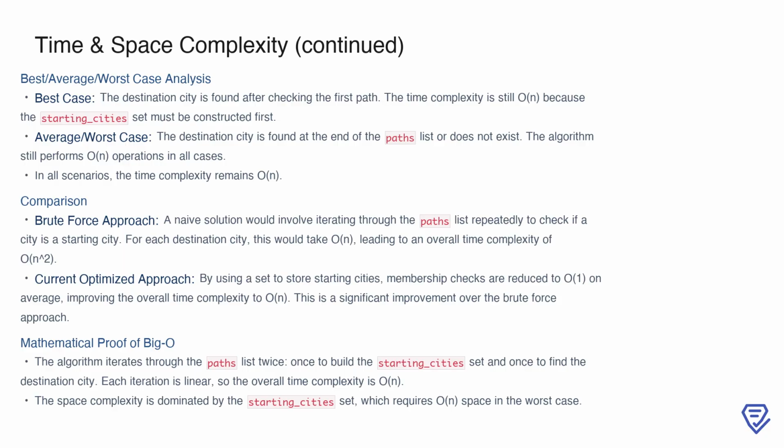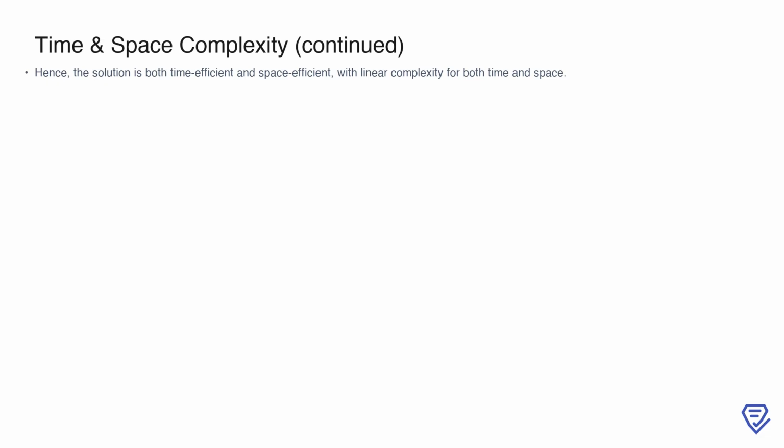Finally, from a mathematical perspective, both iterations over the paths list are linear, and the space complexity is dominated by the starting_cities set, which is O(n). In conclusion, this solution is both time efficient and space efficient. With a time complexity of O(n) and a space complexity of O(n), it is well suited for handling large inputs. By leveraging efficient data structures like sets, we ensure that both operations and memory usage remain linear, making the algorithm robust and scalable.